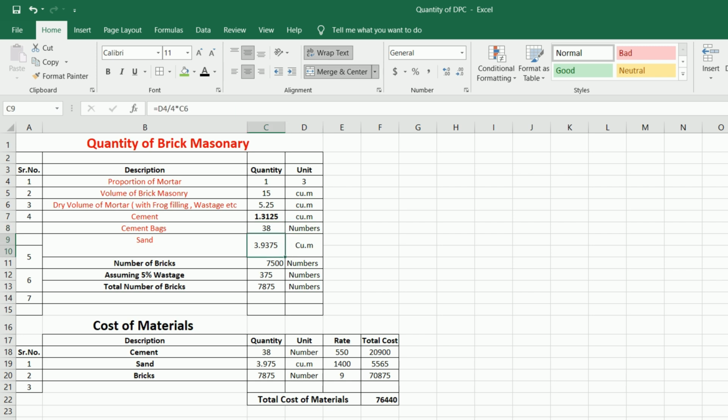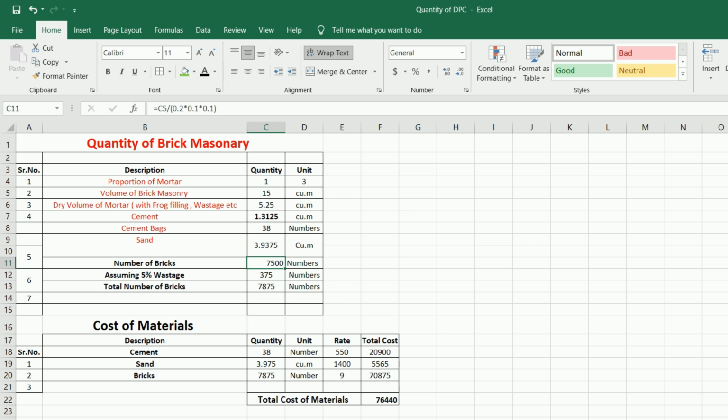Now how to calculate volume of sand? You can see the volume of sand required is 3.9375 cubic meter. How can you get this volume? The formula is equal D4, where D4 is 3 parts sand divided by sum of ratio, which is 4, so 1 plus 3 is equal 4, multiply C6, where C6 is the dry volume of mortar. So you will get the volume 3.9375.